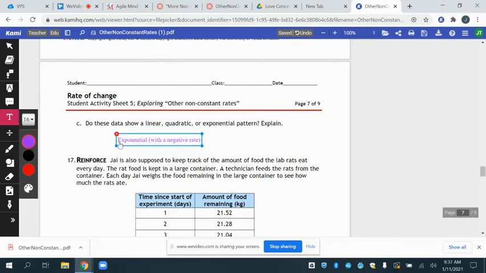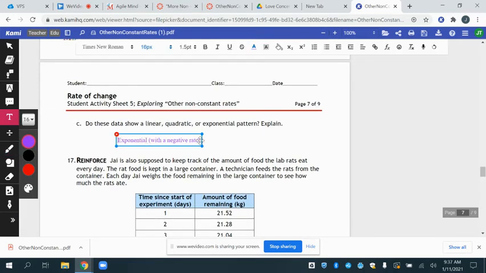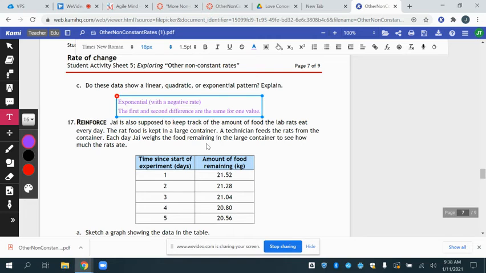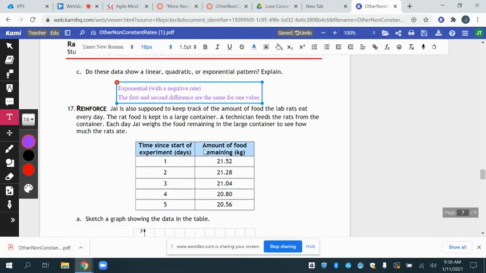I know this because the first and second differences are the same for y. For one value, we'll say, because the other one does not. It's just 1, 1, 1, 1, 1. It's always going up by the same amount.